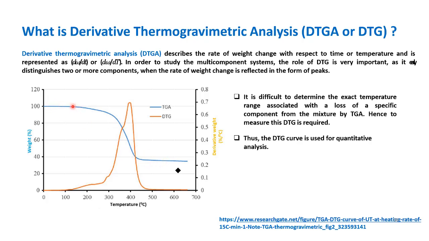This blue one is the TGA thermogram, and the orange one is the DTG. DTG is the derivative of the TGA, and it describes the rate of weight change with respect to time or temperature, depending upon our study, and is represented by dW/dt or dW/dT. Small t for time and capital T for temperature. In order to study multi-component systems, the role of DTG is very important.